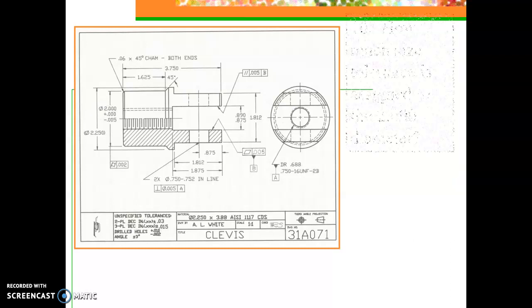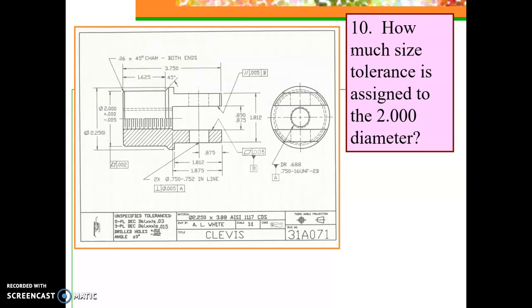Now let's follow it up with this question. How much size or dimensional tolerance is assigned to that same hole? That is what's actually indicated in the dimension itself. And if it hadn't been indicated there, right there in the dimension, then we would be down here in the title block looking at this one right here. But since it is given in the dimension, we look up here and we can see that size tolerance is +0 minus 0.005.